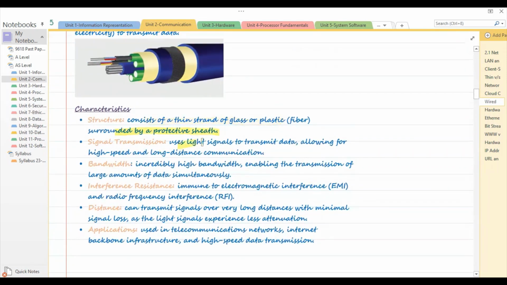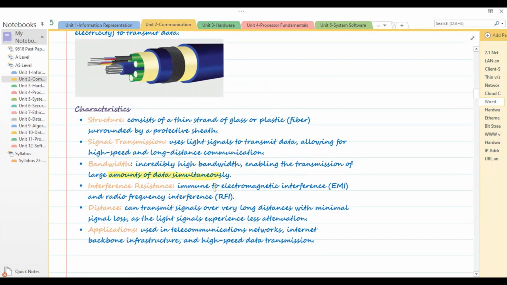Signal transmission uses light signals. In copper cable, it is electric signals. Here, light signals are used for high speed and long distance communication. Bandwidth: incredibly high bandwidth, more than coaxial cable, enabling the transmission of large amounts of data simultaneously.